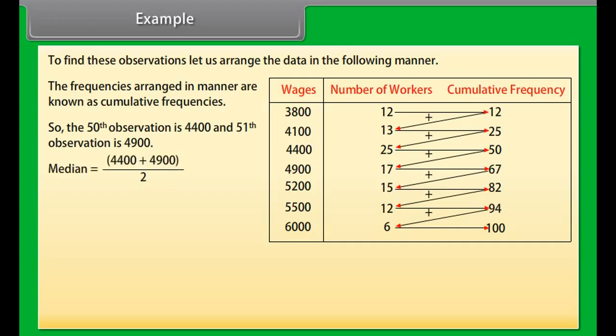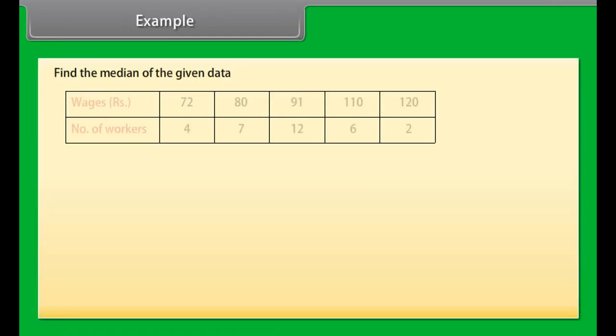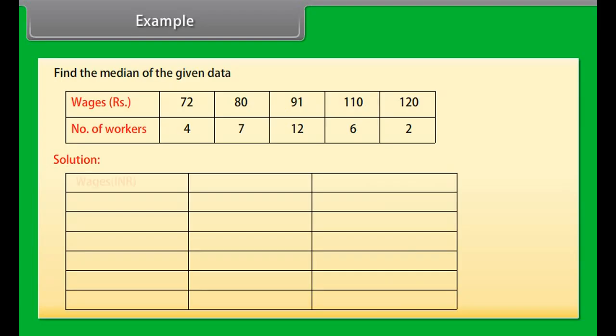Median is equal to 4400 plus 4900 by 2. Median equals 9300 upon 2. Median is equal to 4650. This means 50% workers got wages less than rupees 4650 and another 50% got more than rupees 4650.